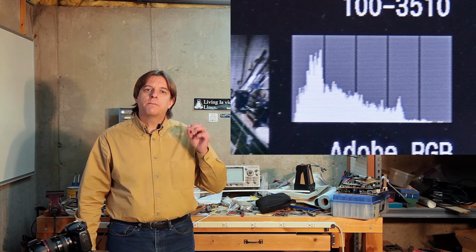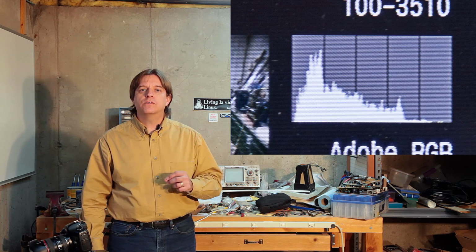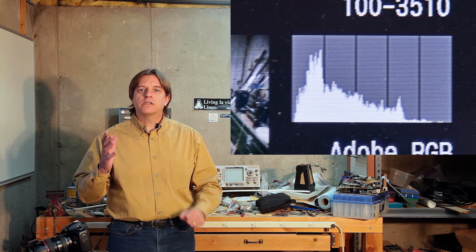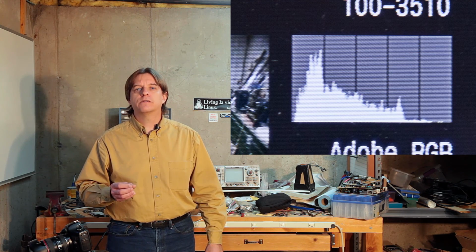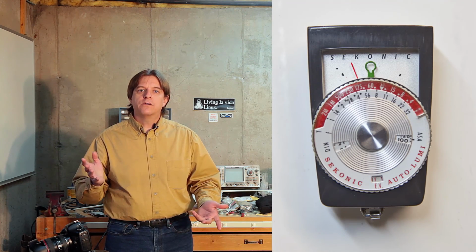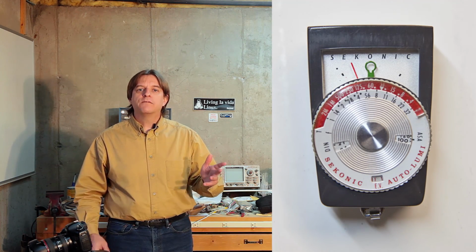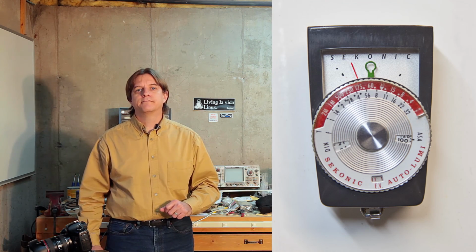The histogram is a powerful tool in the photographer's arsenal to evaluate an image for proper exposure, and it's one of the few features that can't be duplicated on a film camera. The closest we can get in the film world is an exposure meter, but in the digital world the histogram provides a whole lot more information.